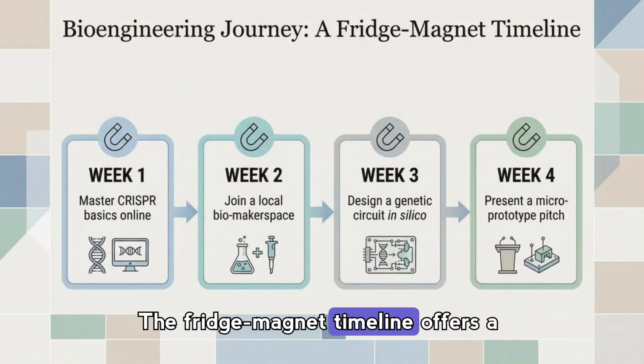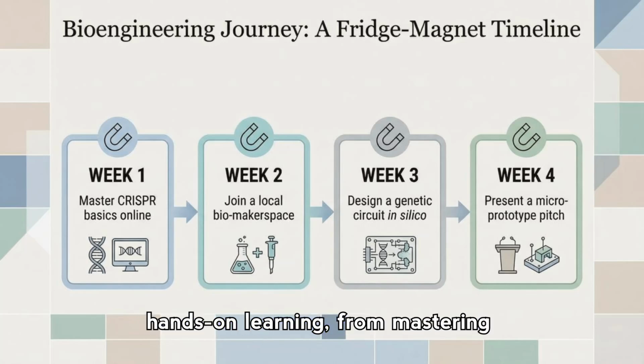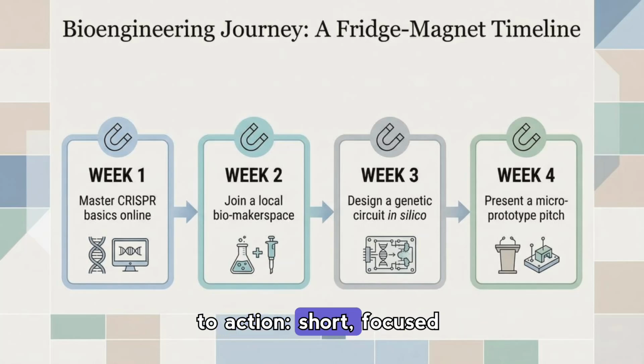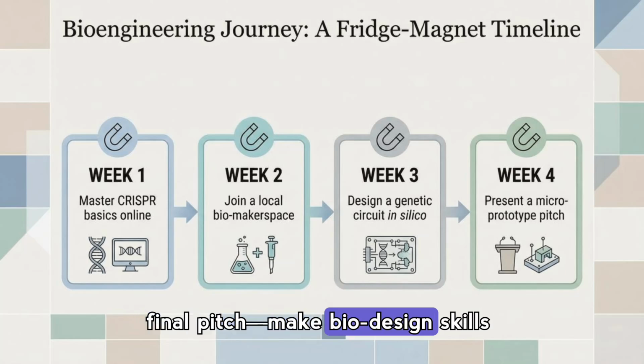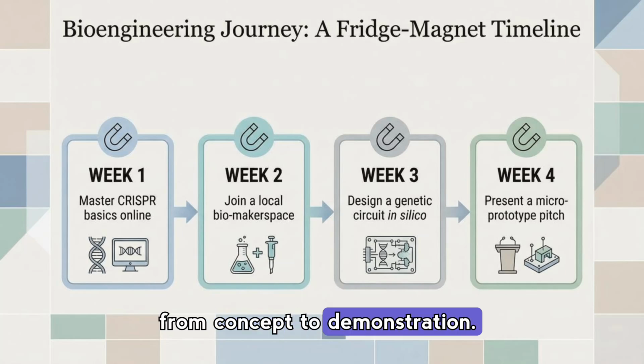The fridge magnet timeline offers a practical 4-week roadmap for hands-on learning, from mastering CRISPR basics to pitching a micro-prototype. This slide is a call to action. Short, focused steps, online learning, lab collaboration, in silico design, and a final pitch make biodesign skills accessible and accelerate the move from concept to demonstration.